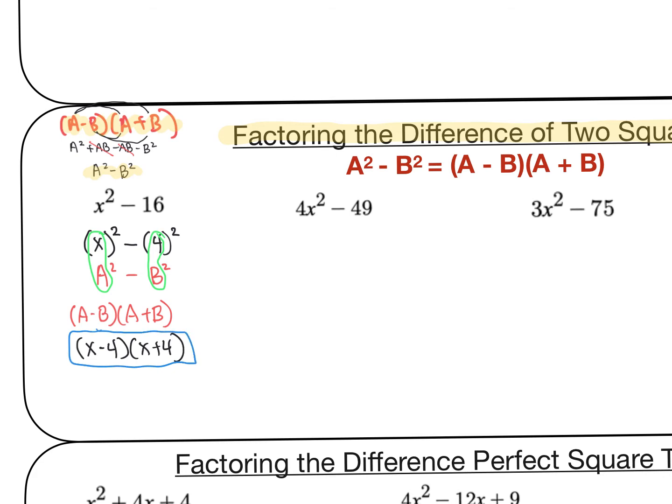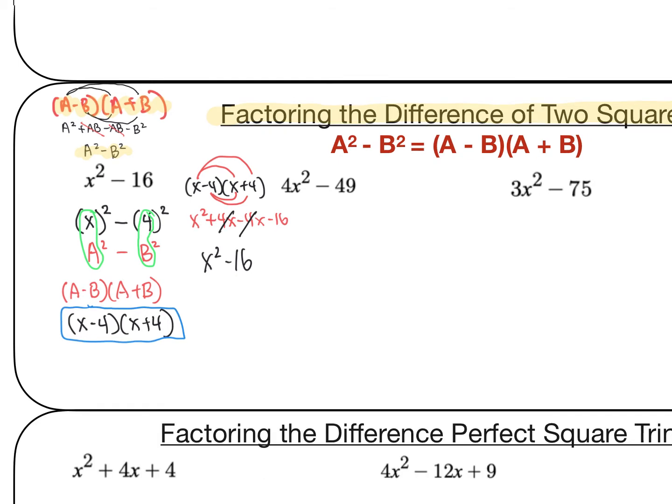And like we've been doing, we check each one of these. So I write this out, checking my work to see if I get the same thing. So x times x is x squared, x times 4 is 4x, negative 4 times x is a negative 4x, negative 4 times 4 is a negative 16. Those cancel out, and I end up with x squared minus 16, which is what I started off with, which we know is good.